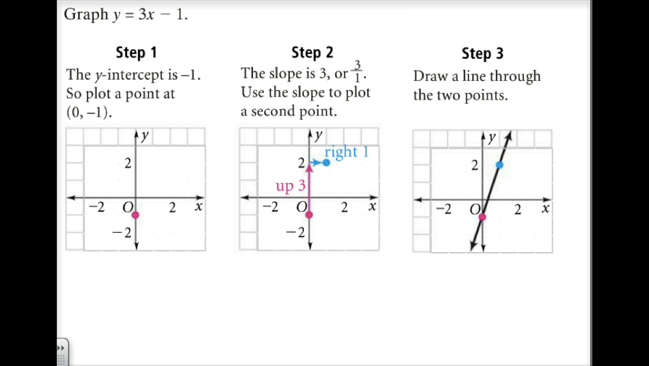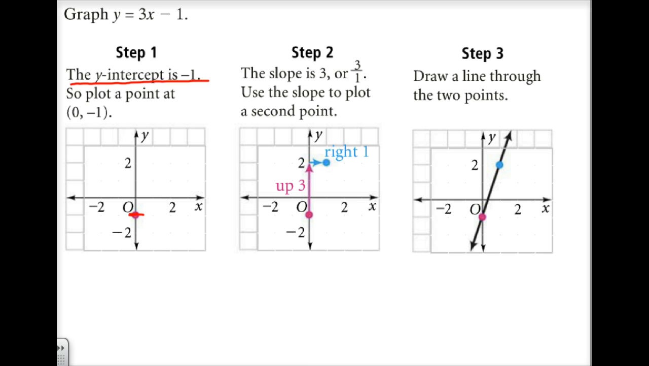Now, how do you graph a linear equation that's in slope-intercept form? You're definitely going to want to pause the video at this point and write these steps down, especially if you have a hard time graphing these things. So first of all, step 1 says you want the y-intercept, and so you're going to plot that point. So in this case, they plotted 0, -1. So step 1, plot the y-intercept.